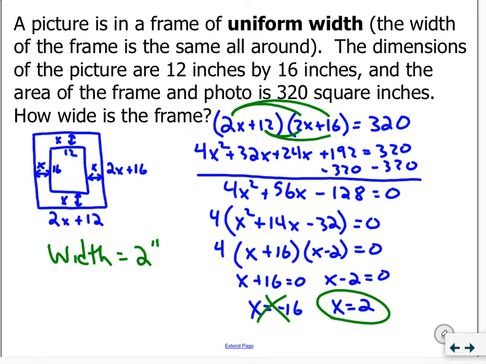That's the little symbol mark for inches. So for this uniform width type of problem, a big thing to remember is that the length and width is always going to be like 2x plus something and 2x plus something else. That's how we're going to represent the length and the width. So that's helpful. Draw yourself a good picture. All right, let's keep rolling a little bit.